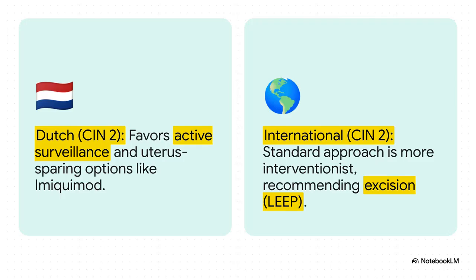And this is where the Dutch context becomes really interesting. For something like a CIN2 lesion, where we know spontaneous regression is pretty common, the Dutch guidelines take a much more nuanced approach. Instead of jumping right to excision, there's a big emphasis on active surveillance, or maybe uterus-sparing options like topical Imiquimod. This is especially true for women who might want to have children later. It's all about this careful balancing act, weighing the risk of progression against the real iatrogenic risks of treatment, like premature birth, which you might see with a more interventionist first-line approach that's common internationally.